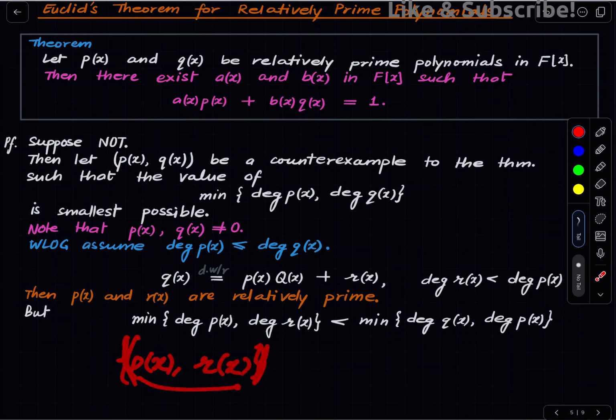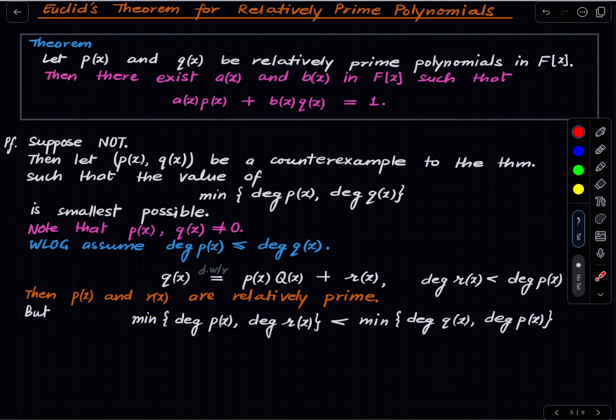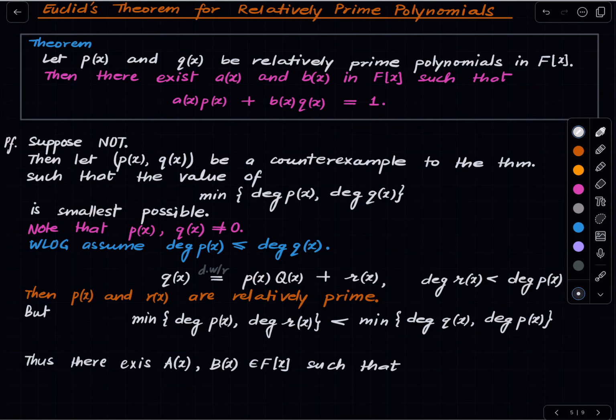Because, well, these p(x) and R(x) are relatively prime, but they have strictly smaller value of the notion of size that we imposed. So this doesn't serve as a counterexample, and hence the theorem is true for this particular pair, and thus we can find two polynomials such that p(x) times a(x) plus R(x) times b(x) is 1.